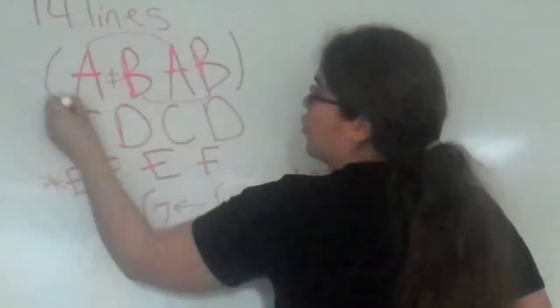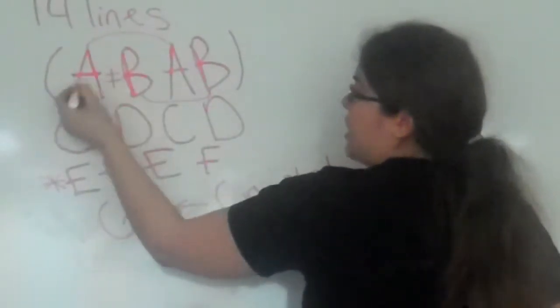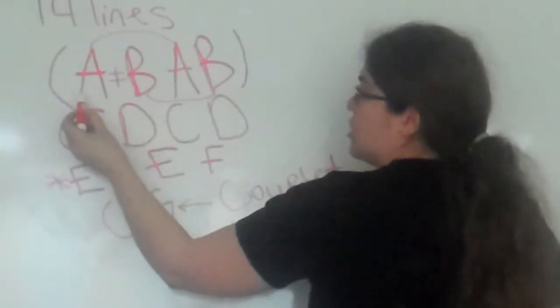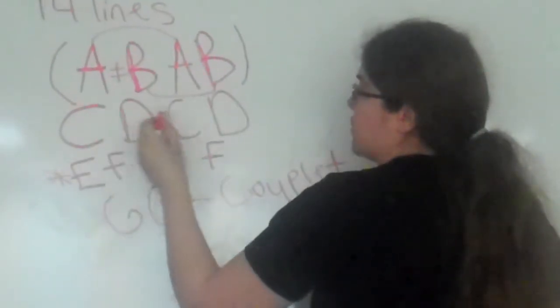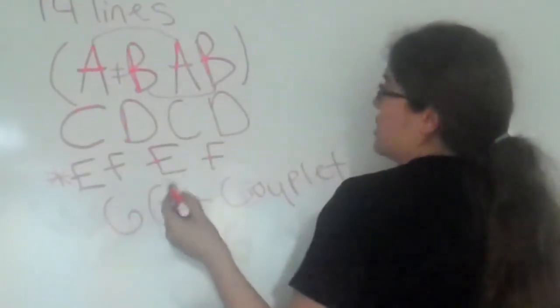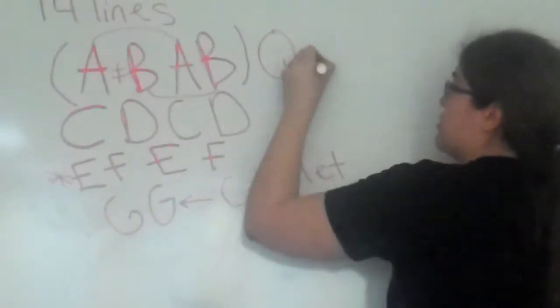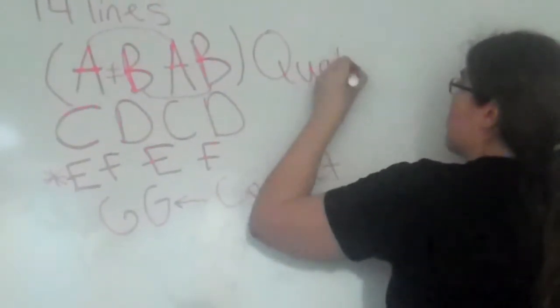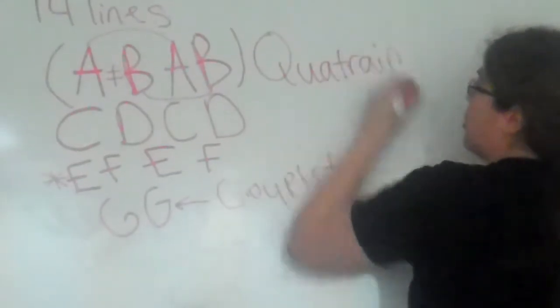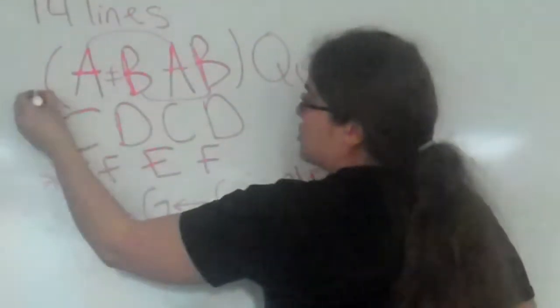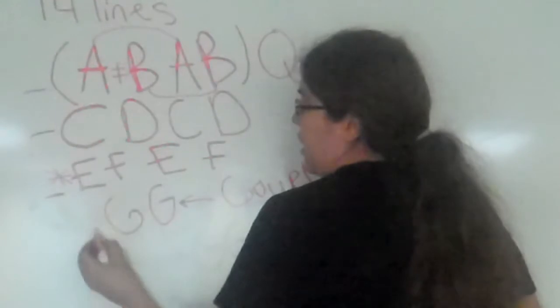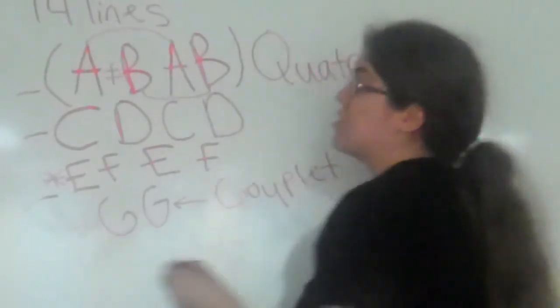So these four here, each letter represents a line, so that's 1, 2, 3, 4, 5, 6, 7, 8, and so on until you get to 14. So these four together are called a quatrain. So an English sonnet is 3 of these quatrains and a couplet.